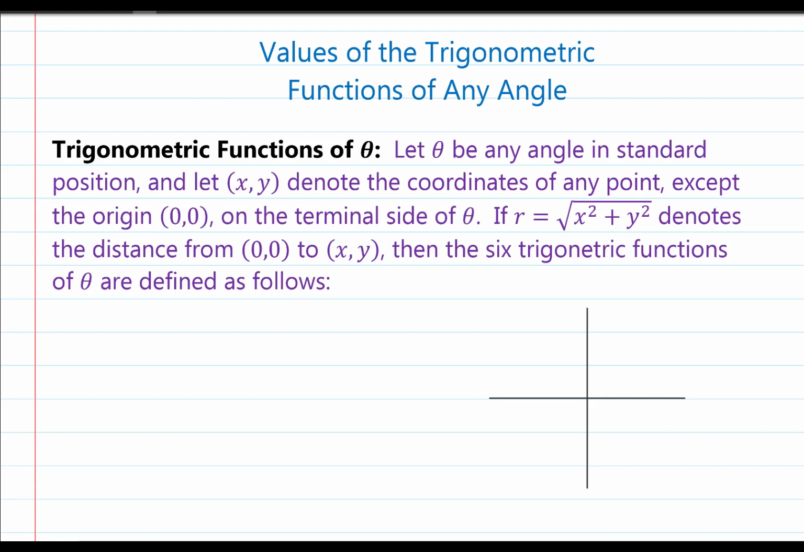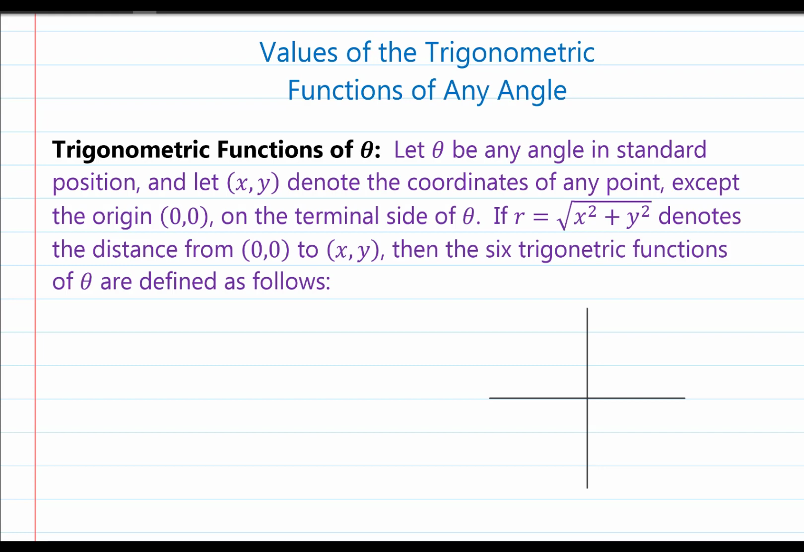Welcome back, mathematicians. In this video, we are going to look at the values of the trigonometric functions of any angle. At this point, you have likely worked with the trigonometric functions of acute angles, which means that the terminal side of angle theta would lie in quadrant number 1. But what we'd like to do is expand that to include quadrants 2, 3, and also 4.